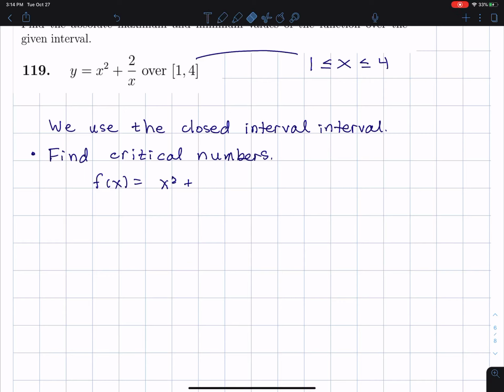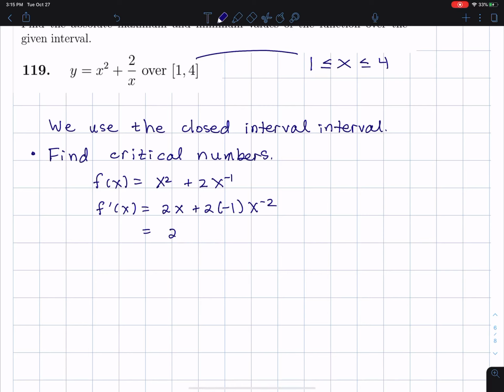Now, the thing is that I am going to express f, the function, as powers of x. So x squared plus 2x to the minus 1. I'm doing that, especially since 1 over x is x to the minus 1, so that I can use the power rule, sort of one of the easier rules to use. The derivative of x squared is 2x, and then the derivative of x to the minus 1 is minus 1 x to the minus 2. So I have 2x minus 2 over x squared.